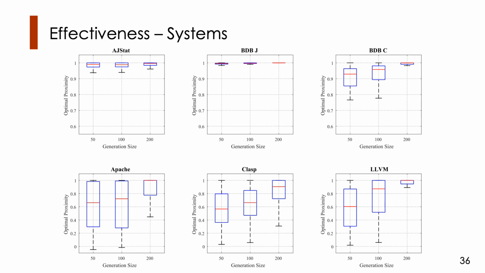Here you can see the proximity distribution of the best variants generated by eQual using generation sizes of 50, 100, and 200. And each box plot in this chart comprises 100 executions of eQual's exploration function using the edge cases strategy.